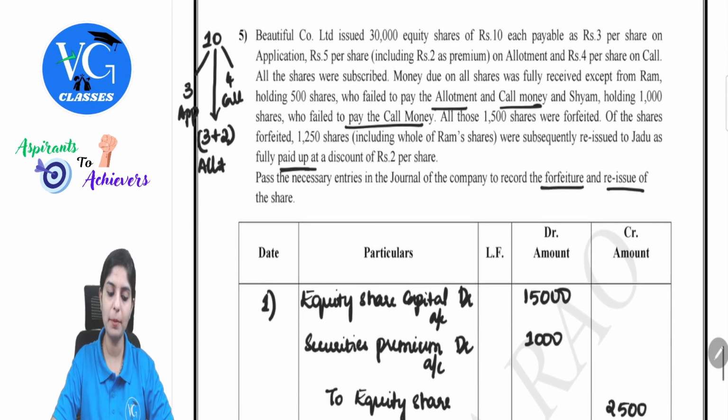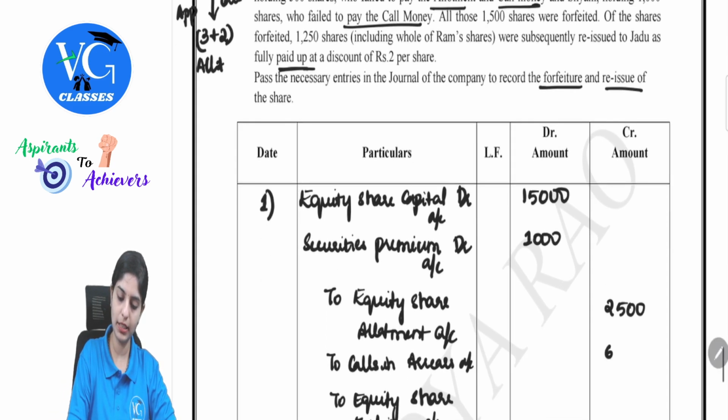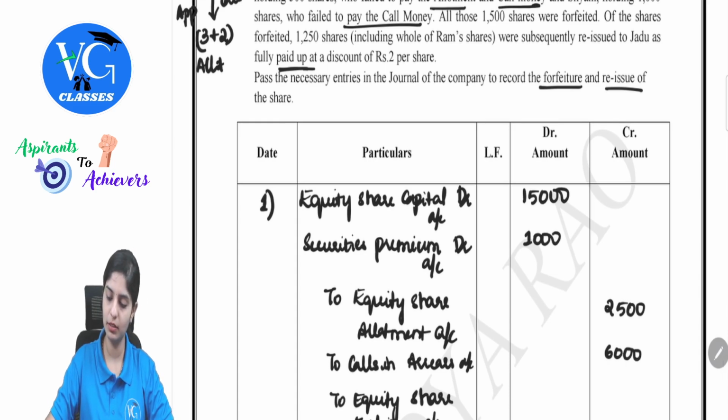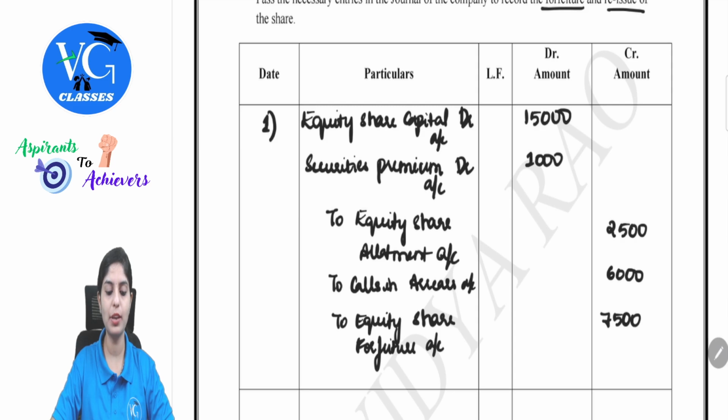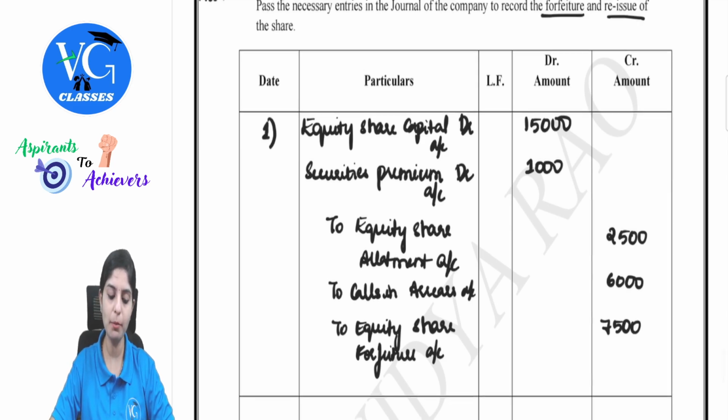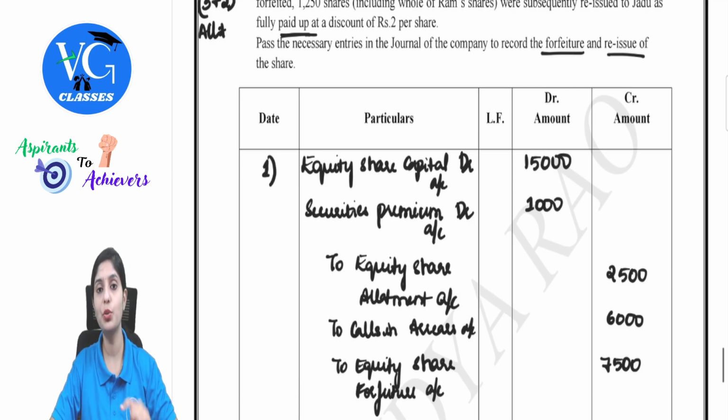So there was non-payment of call from both Ram and Sham, 1500 shares. So 1500 call money was 4 rupees, 6000. So how much is the amount which goes to share forfeiture? 7,500. Now here you have two options. One, to find this out as a balancing figure. Another one, conceptually, if we have to understand what amount goes to share forfeiture, those which has been transferred to share capital. Yes or no?